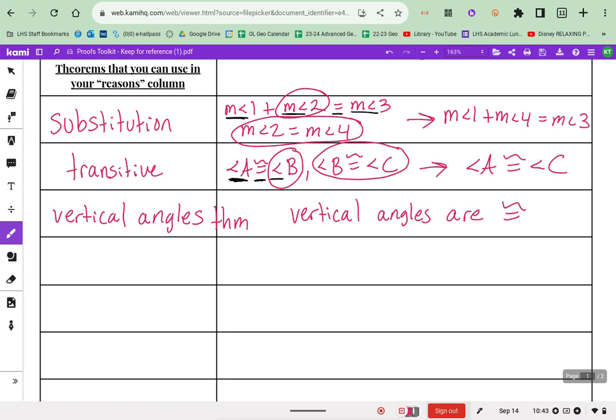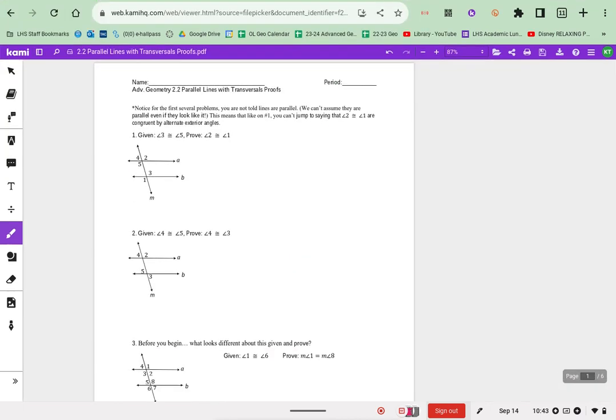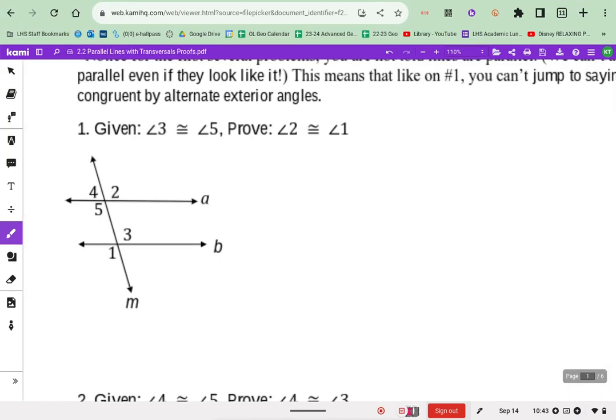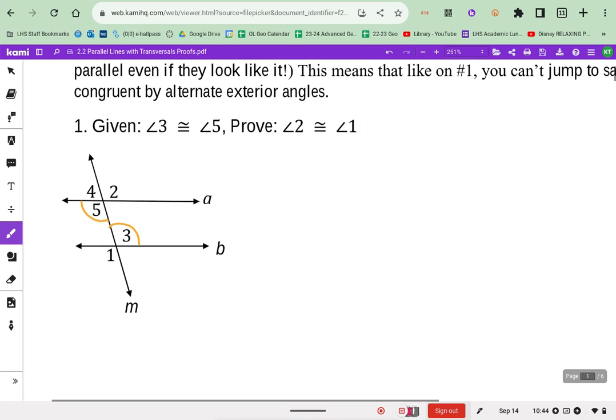All right, so with these three things, we have enough to do our first proof. So if you look at your white packet that you picked up, we will look at the first one. All right, so here we are given that angle 3 is congruent to angle 5. So I always mark that in my picture. And we want to prove that angle 2 is congruent to angle 1. So I'm going to circle those, it helps me visualize what we're trying to get to.